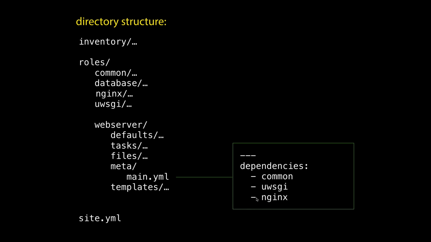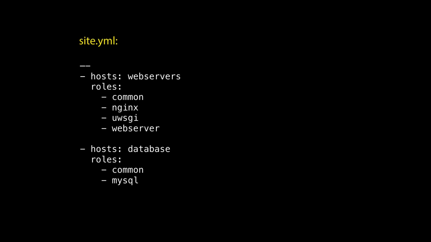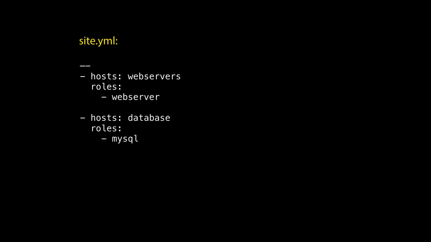You're saying this web server role is dependent on these other roles, and now rather than having to specify in our playbook the list of the roles that we want on our web servers, and the list of the roles we want on our database servers, we can actually just say I want my web servers to have the web server role, I want my database servers to have the database role, and everything else is neatly packaged up. All of those dependencies are known about in the roles themselves.